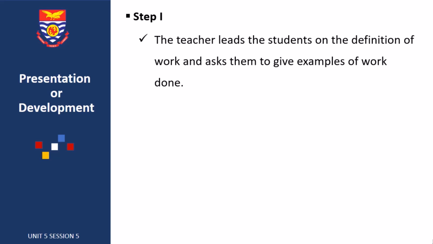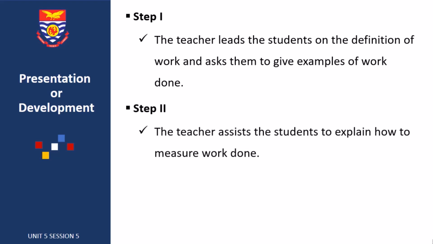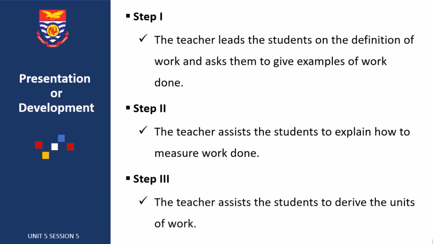So step 1, the teacher leads the students on the definition of work and asks them to give examples of work done. So here a teacher will lead the discussion, ask questions, as students also respond to the questions. Then step 2, which is related to objective 2, the teacher assists the students to explain how to measure work done. Step 3, the teacher assists the students to derive the units of work. So these are the set of activities that will lead to the attainment of the lesson objectives.